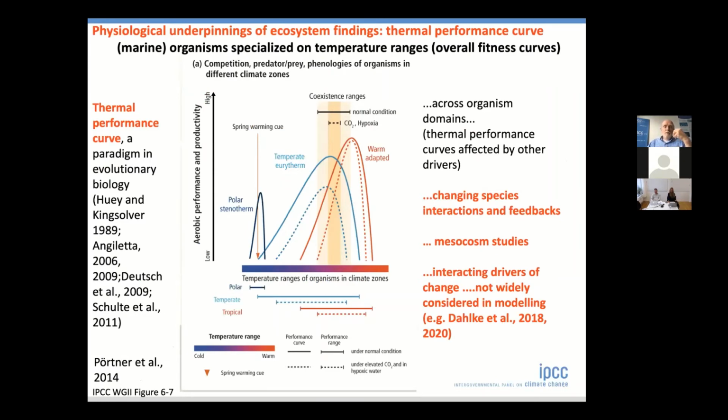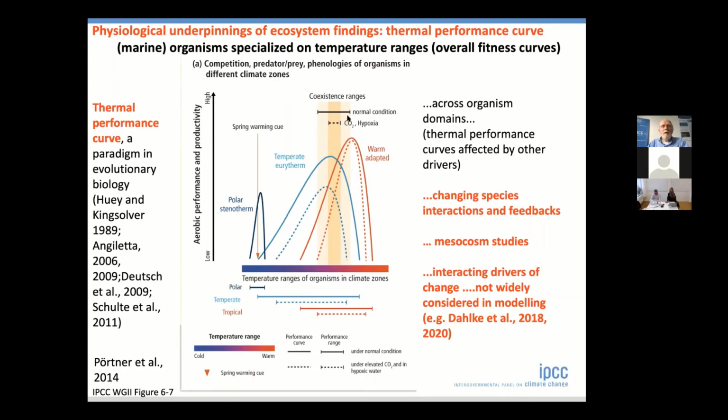And there's another principle to be mentioned here, and that is the thermal performance curve. So the width of any temperature window for an organism is reflected in the width of the thermal curve. And here we have as a principle schematic a comparison of a eurytherm with a warm-water stenotherm and a polar stenotherm. And you see how these curves overlap and how each of these curves may actually be dynamic, influenced by adaptation, acclimation, or additional drivers, like CO2 or hypoxia.